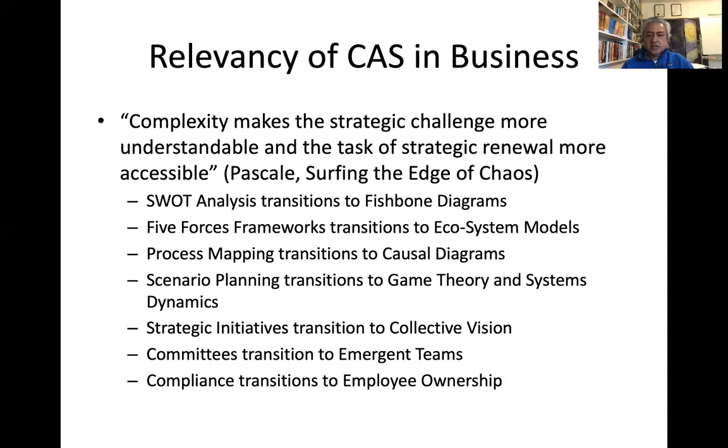And then process mapping transitions to use of causal diagrams, and scenario planning transitions to game theory and system dynamics. Similarly, strategic initiatives transition to collective vision, which is a more organic approach based on authenticity, practiced in autonomous units in interdependent distributed controlled systems. And then the notion of committees transitions to emergent teams, where again there is no top-down mandate on how things should be, but whatever is required emerges from the bottom up. And then the notion of compliance transitions to employee ownership, or participant ownership, so that whatever the system is faced with can be addressed in a different kind of manner.